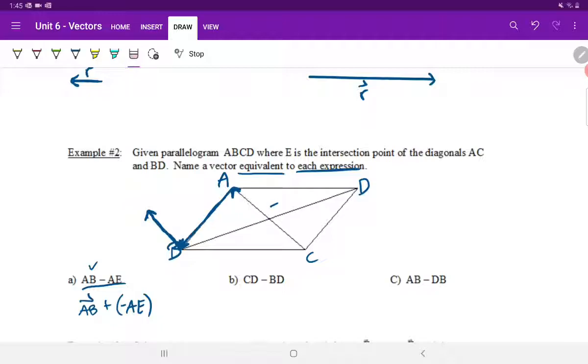So the resultant would actually be whatever this line is right here. It's going to go in this direction, starting from the starting point to the end point. It's going to be vector EB. So what I did there was I actually drew a parallelogram. So vector EB is my answer to the first question. The rest get a little bit easier.